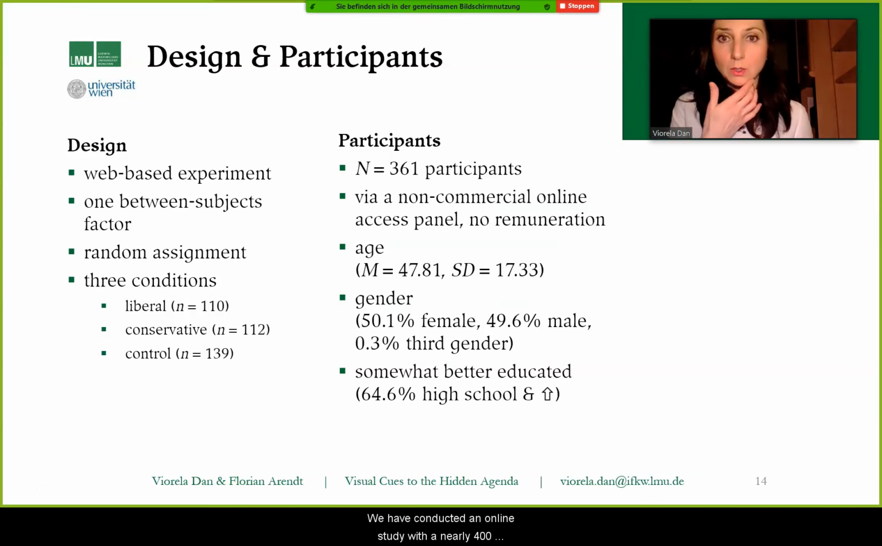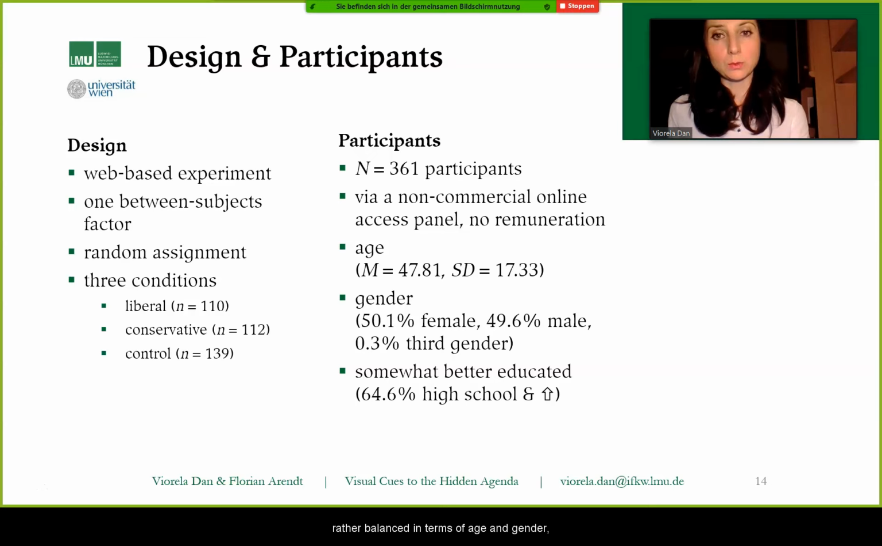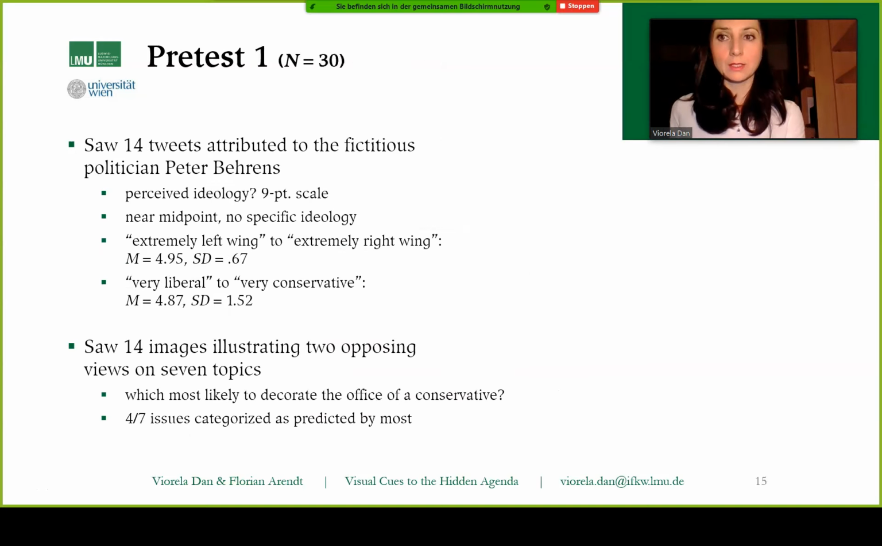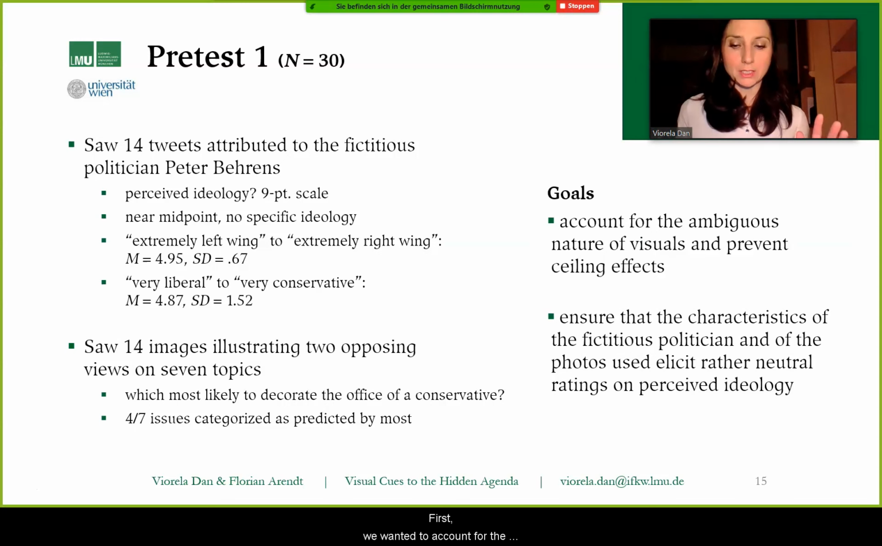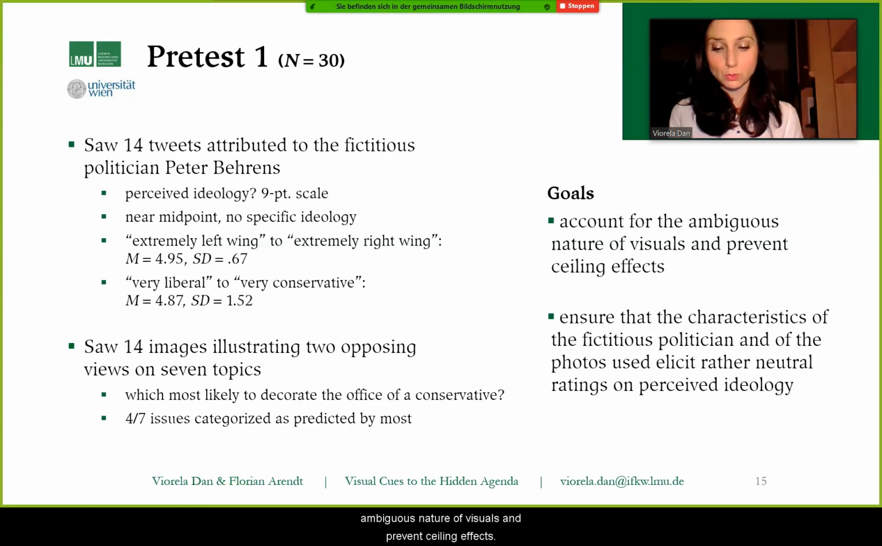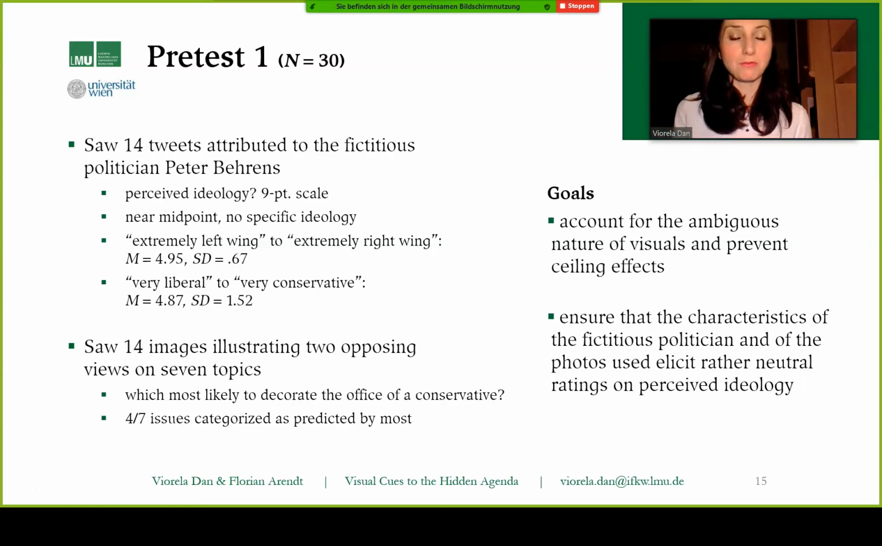We have conducted an online study with nearly 400 participants and had a sample that was rather balanced in terms of age and gender, but somewhat better educated than the average. We have pre-tested the images that we used extensively with a couple of goals in mind. First, we wanted to account for the ambiguous nature of visuals and prevent ceiling effects.